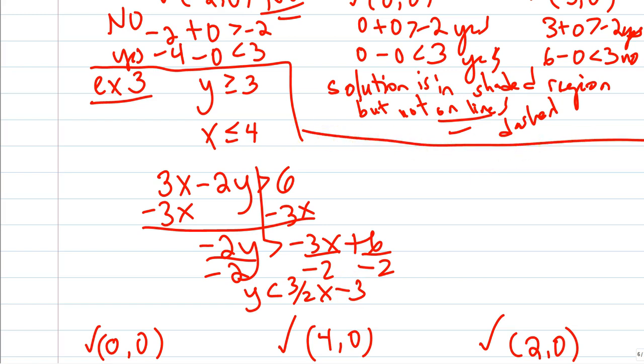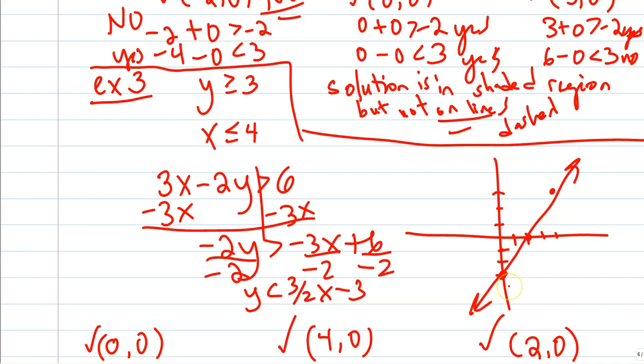Okay. So what does this look like? Well, 3 halves x minus 3. I go to the y-intercept of negative 3. I go up 3 over 2. Up 3 over 2. And I hope you didn't just draw a solid line, because this is not equal to, which means the line should be dashed. We are going to end up wanting to shade below this line. I'm going to save that for now.